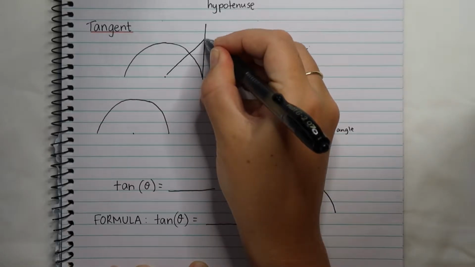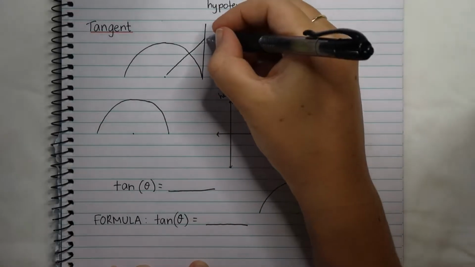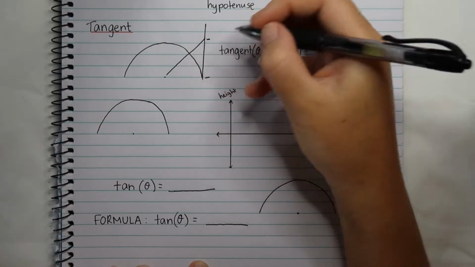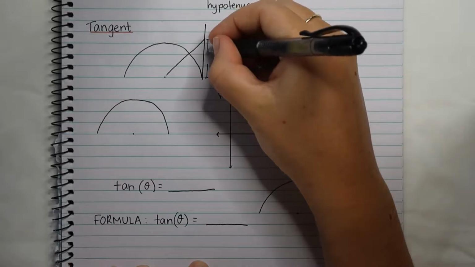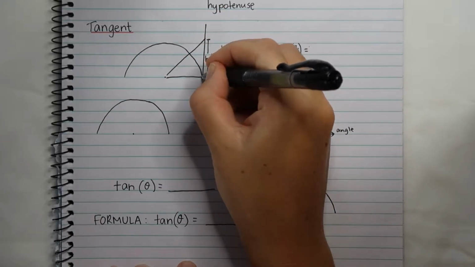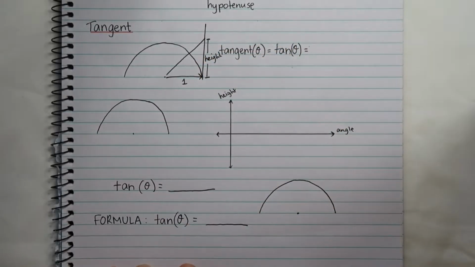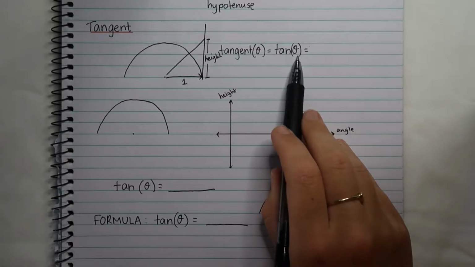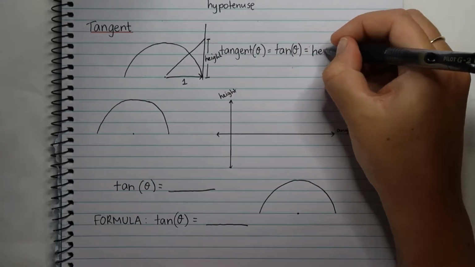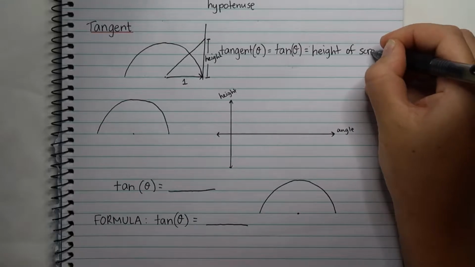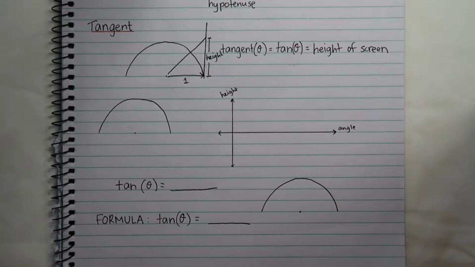So if we draw that out, here we have the height of our screen, which is our tangent. The height. And here we have our radius, which is 1. So our tangent of theta can be written as tan theta equals the height of screen.